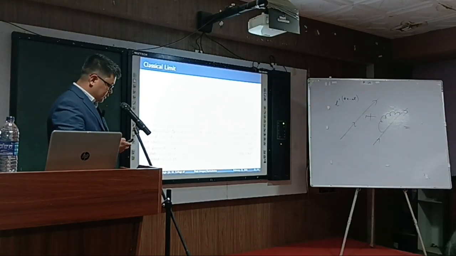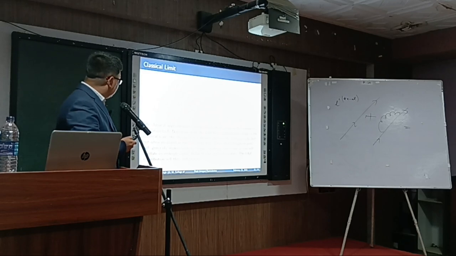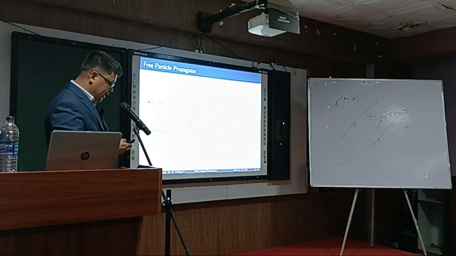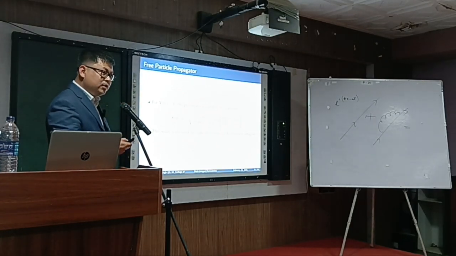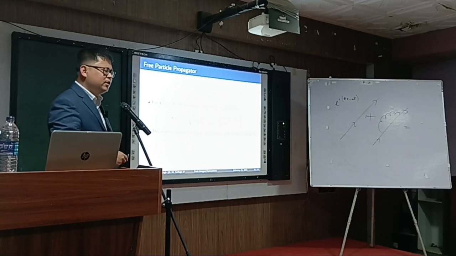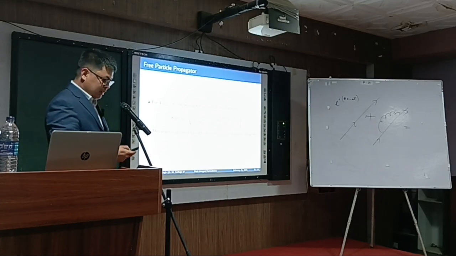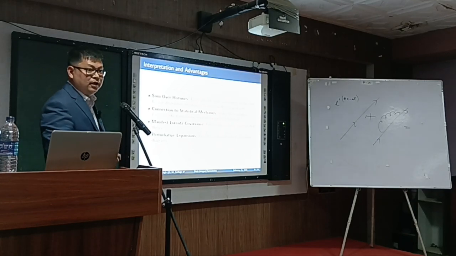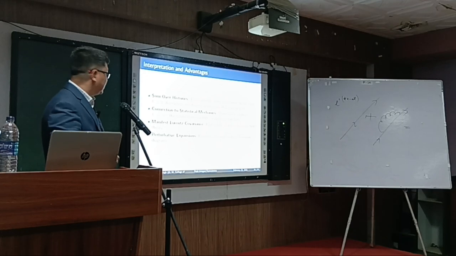So this is one example. I'll skip this. The Feynman path integral formalism is actually equivalent to the Schrodinger picture also. The Schrodinger equation can be obtained from the Feynman path integral formalism, but I have skipped that here. I just like to present the interpretation. But what is the advantage? Is there some advantage of the Feynman path integral?